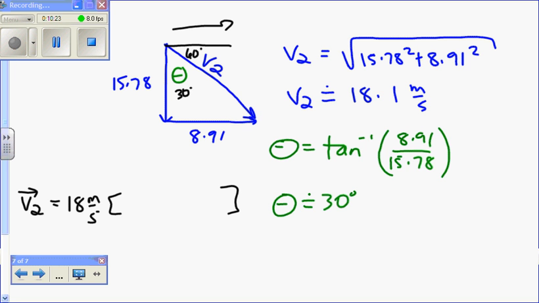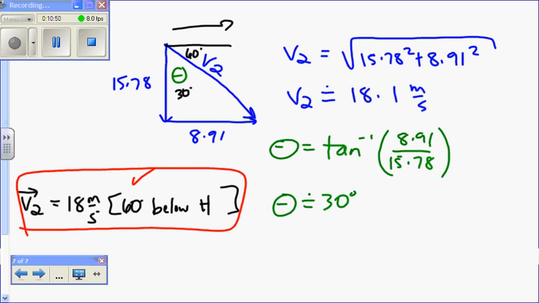You're going to say 60 degrees below the horizontal. Just food for thought, I have had kids call that south of east before, and that does not make any sense. You compare it to the horizontal. We don't know the x direction. It doesn't really matter. What matters is that it's going downwards 60 degrees below the horizontal. And that's the end solution. Put a check mark on it. It's a good one.